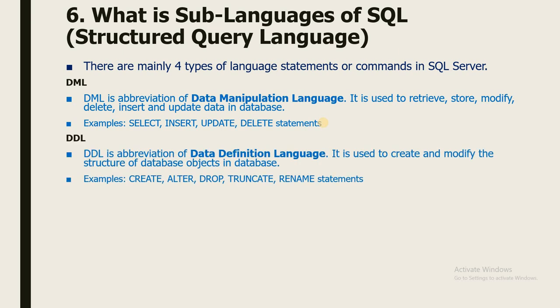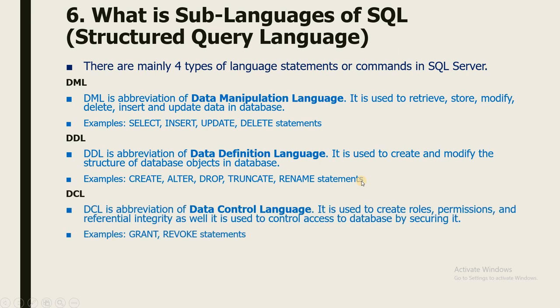The next is DDL, data definition language. DDL is the abbreviation of data definition language. It is used to create and modify the structure of database objects in a database. In this command we have the create, alter, drop, truncate and rename statements.